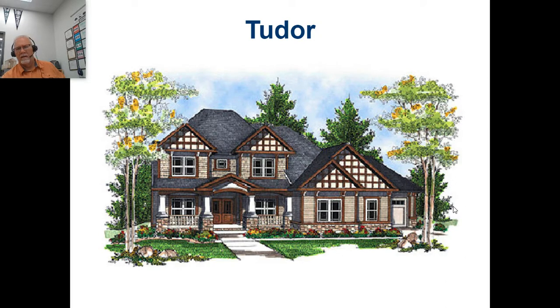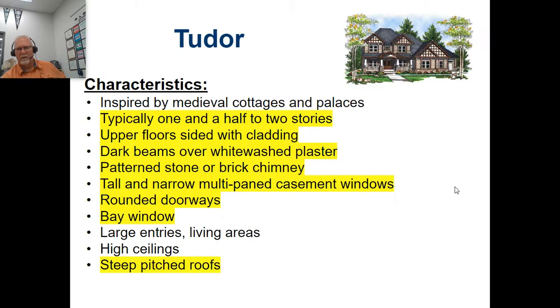Tudor. Okay, our Tudor house. The easiest way for me to recognize a Tudor style of house is these wooden beams, these crosshatch patterns in what we call the gable peaks. I know there are a couple of those around Waseca as well. Inspired by medieval cottages, it has that medieval look with that type of roof line in the gables. Typically 1.5 or even 2 stories.